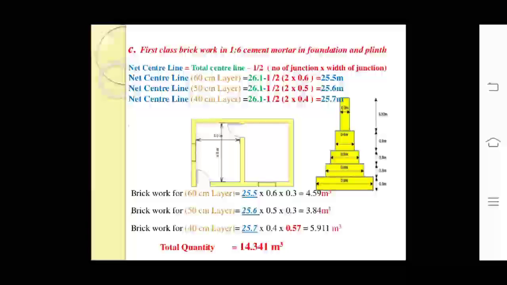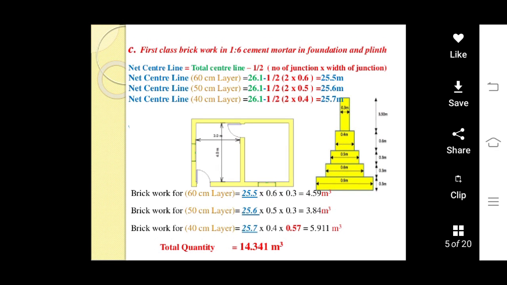First class brickwork in 1:6 cement mortar in foundation and plinth can be calculated by the net centerline length, which is equal to total centerline length minus half the number of junctions into width of junction. Here the width of item is 0.6. The total net centerline length is 25.5 in case of 60 centimeter layer. In case of 50 centimeter layer, the total centerline length is 25.6, and for the third step, that is 40 centimeter layer, the centerline length is 25.7.